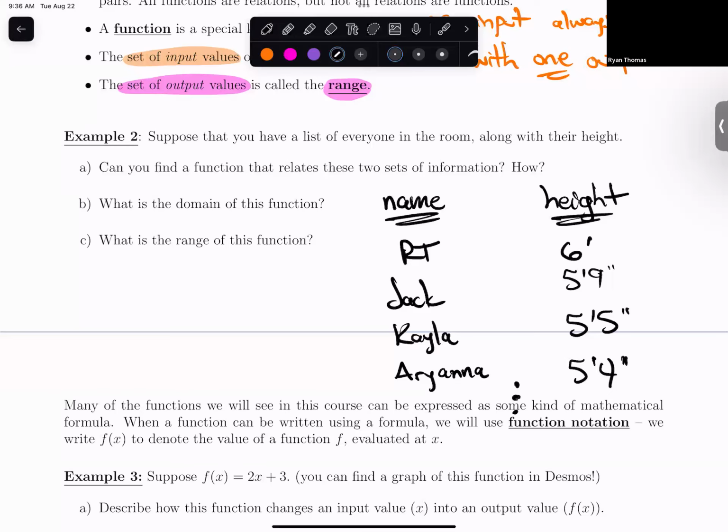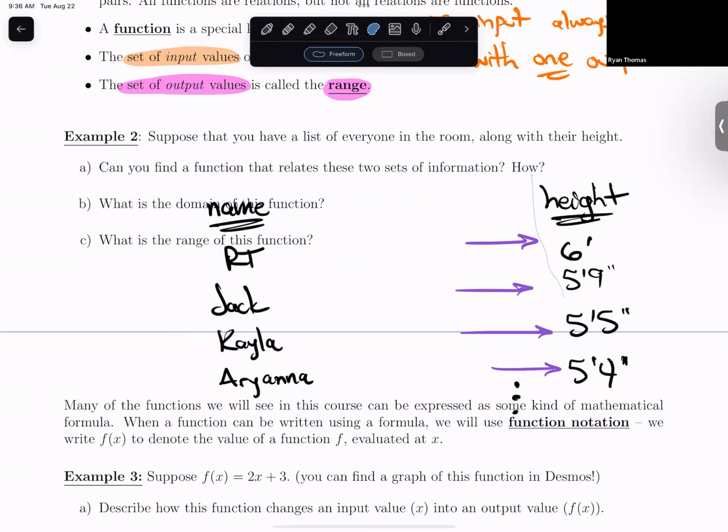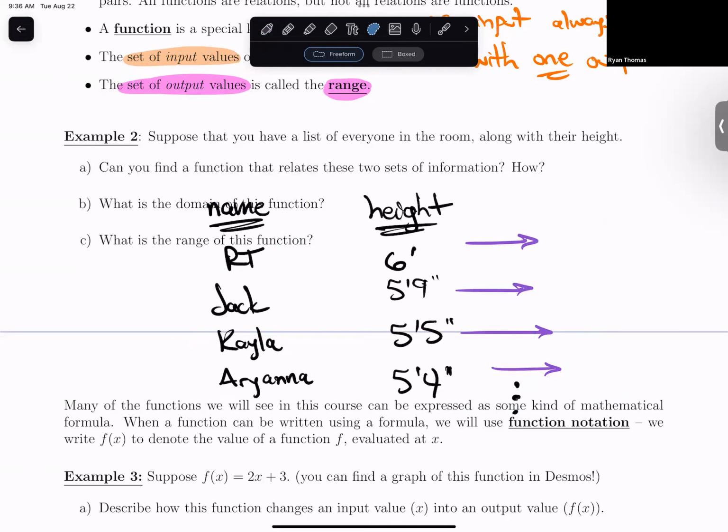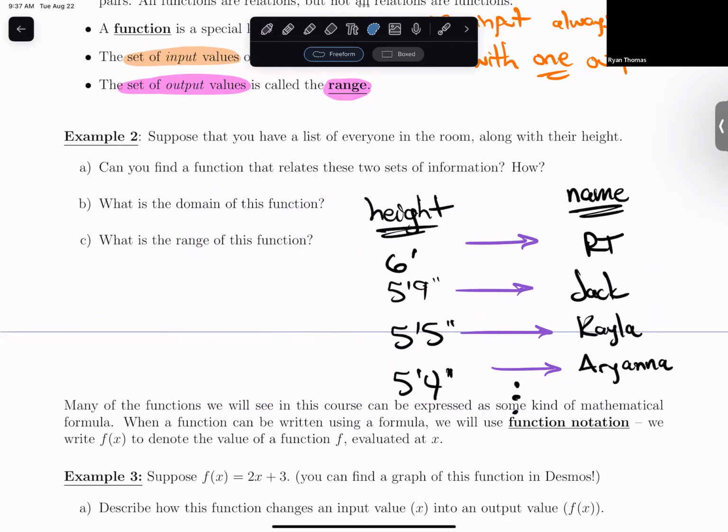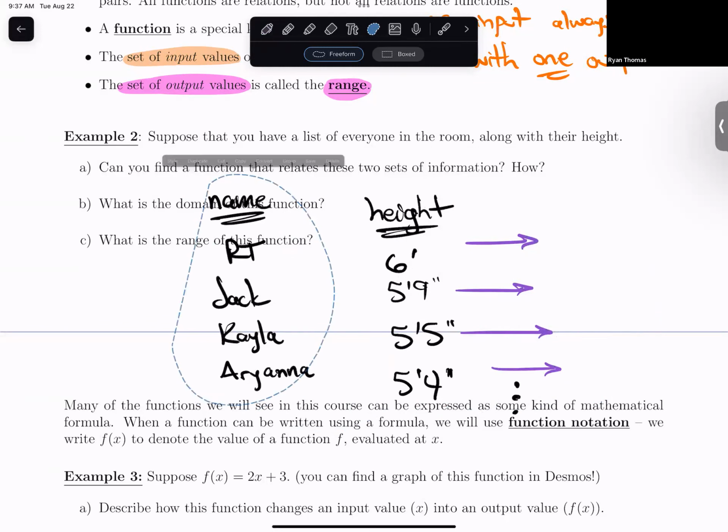Okay, so we have these 2 lists of things, and we're going to pair them up. Name and height. We can either do it like this, where I think of the name as being the first thing, or the input, or the X, or the element of the domain. I can do it that way. Or I could do it this way. Those are my 2 options. One is the domain, one is the range. I get to decide which is which.